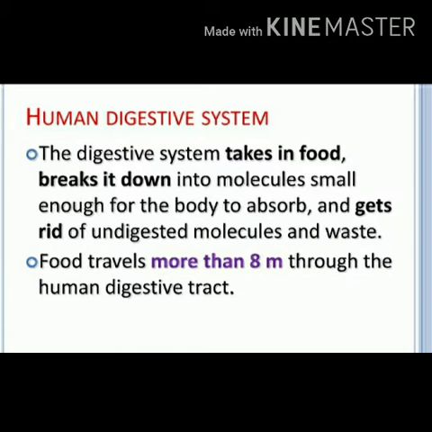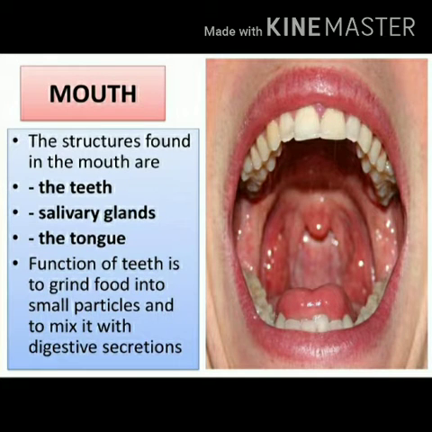So first, the human digestive system. The digestive system takes in food and breaks it down into molecules small enough for the body to absorb. Firstly, the food that we eat is broken down into small molecules, the simplest form of food, and that is absorbed by the body, and the undigested food is eliminated by the body. So first, the digestive organ is our mouth.